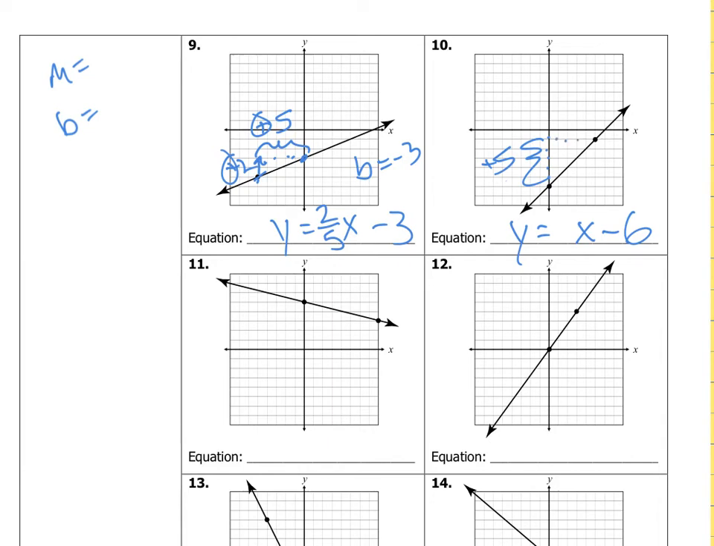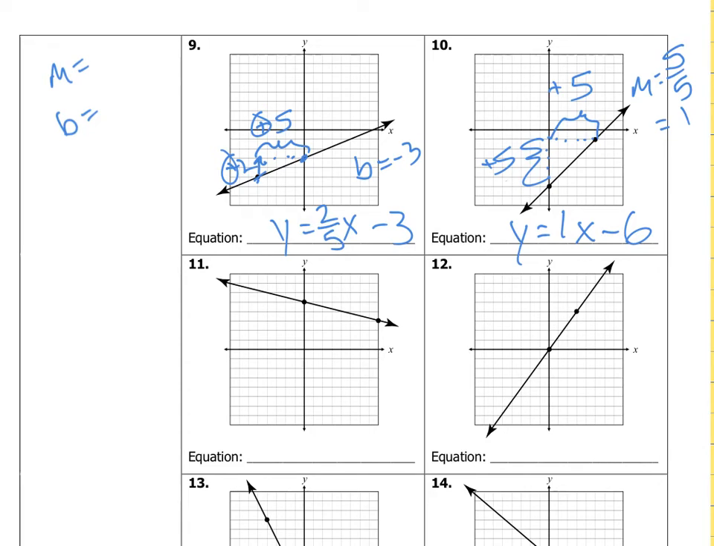And then 1, 2, 3, 4, 5. Oh, look at that. That is also a plus 5. So my slope is equal to 5 over 5, which reduces to just a 1. So y is equal to 1x minus 6, or just y equals x minus 6. Look at that.